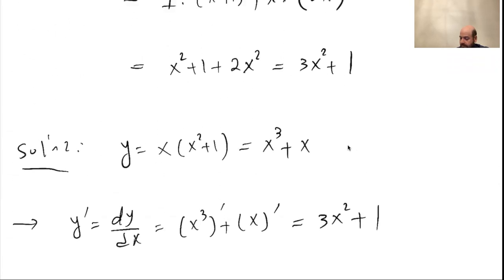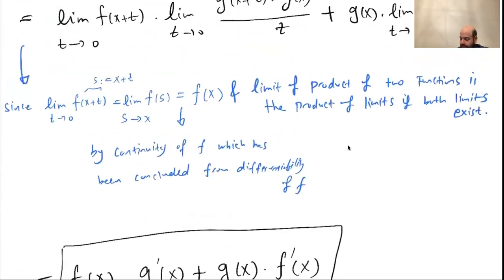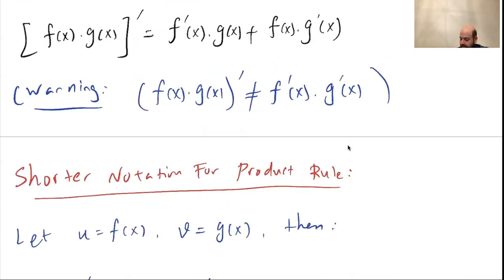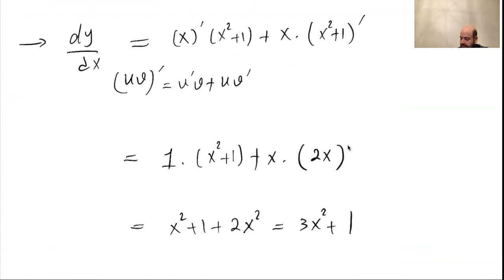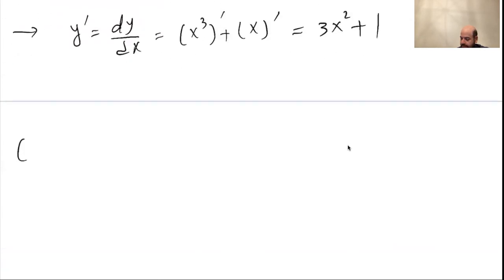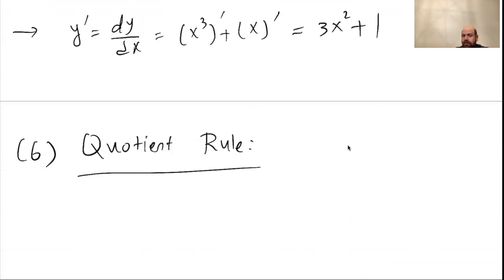So the next rule, so the fifth rule, this was the fifth rule. So sixth rule, quotient rule. So we learned how to calculate the derivative of a product of two functions. Now we have to see how we can find the derivative of a division of two functions. So one function divided by another one. How can we find the derivative of the resulting function?